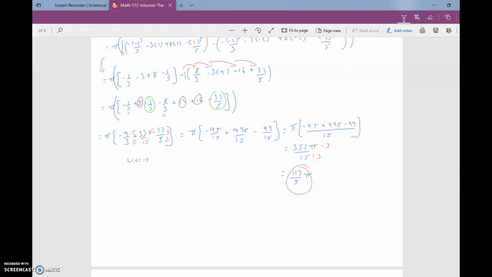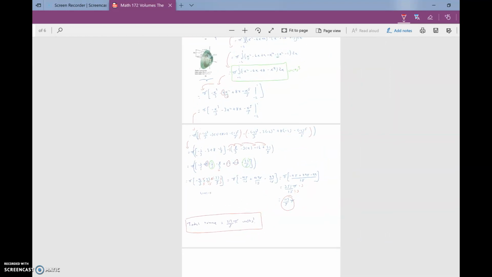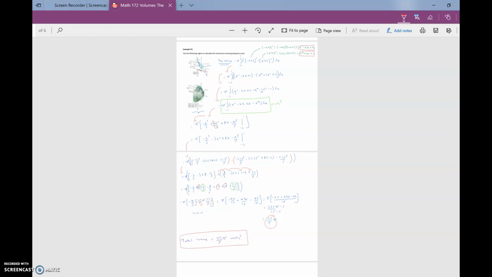So total volume is equal to 117 fifths of pi, or units to the third power. That would be our final answer. It turned out to be a little bit messy because of the bounds of integration. On the good news, this one, we were given the actual region, but nonetheless, it took a little bit of time.